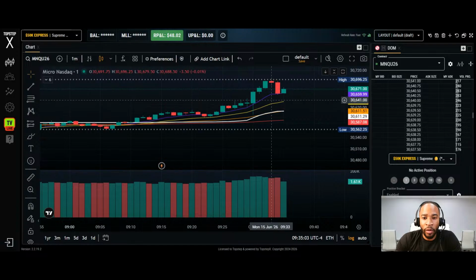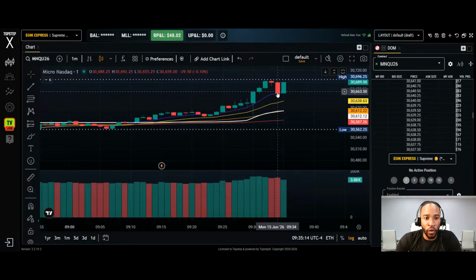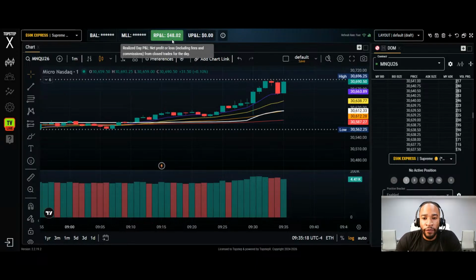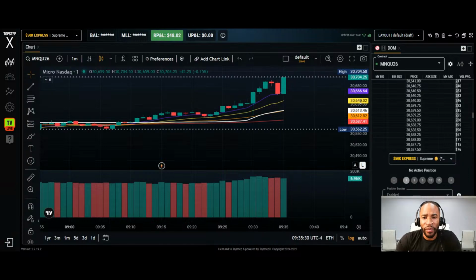So I noticed that we had some selling pressure right here at 9:33 a.m. So I decided to go in for a quick scalp towards the downside, and I sold right here at 9:34 a.m. At the moment, we have a net profit of $48.02. And I'm so glad I got out, because look at that. The buyers stepped right in near the 9 EMA on the 1 minute time frame.